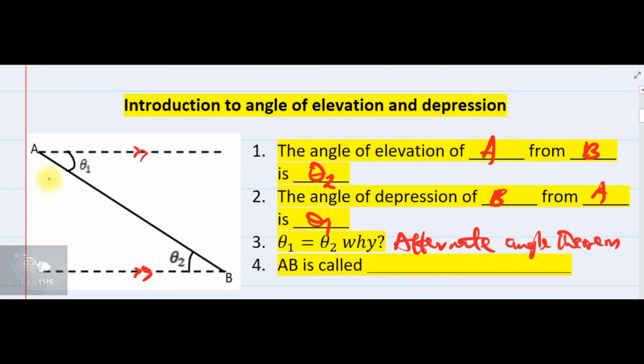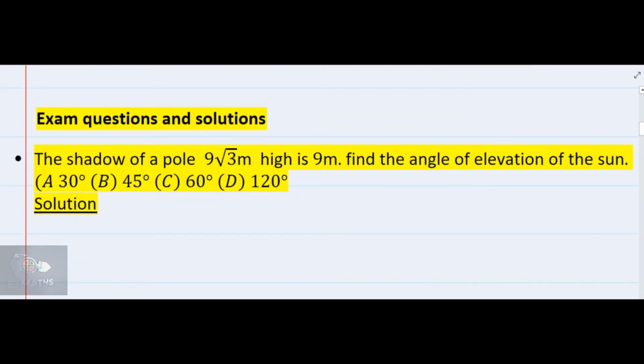Finally, this length AB is called the line of sight. With that, once you are given a word problem, we can solve it.